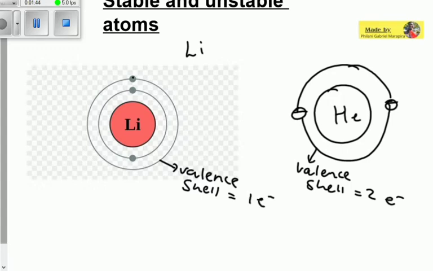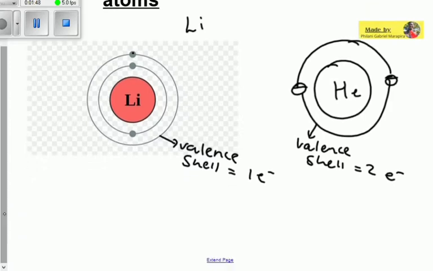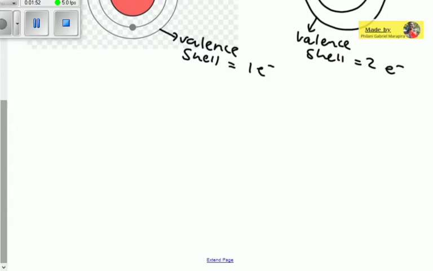So how do we identify whether something is stable or not? We see by the filling of the valence shell. You remember when we were doing the introduction to the atom, we said the capacity of the first shell is 2 electrons, so it can hold up to 2 electrons. The second shell can hold up to 8 electrons. So the first shell is 2 electrons, the second is 8 electrons.